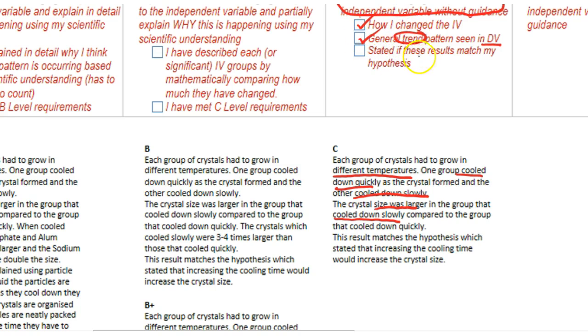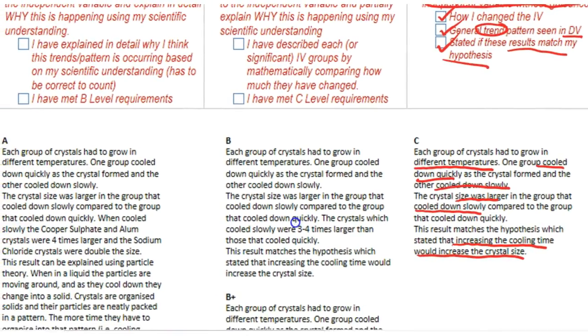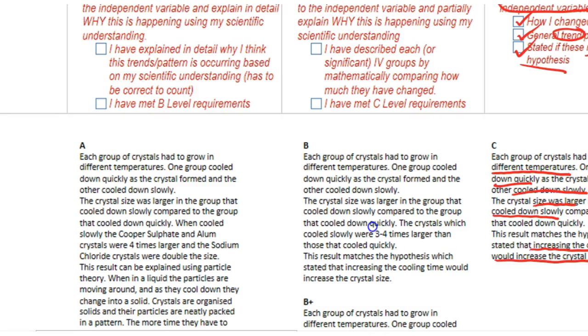Next, tell me if these results match the hypothesis. These results match the hypothesis which stated, and you've got to go back and say what the hypothesis was, that increasing the cooling time would increase the crystal size. And there I've got it. I have got a C. Now, I've taken that very same one and added it over here and shown you what it looks like as a B level.